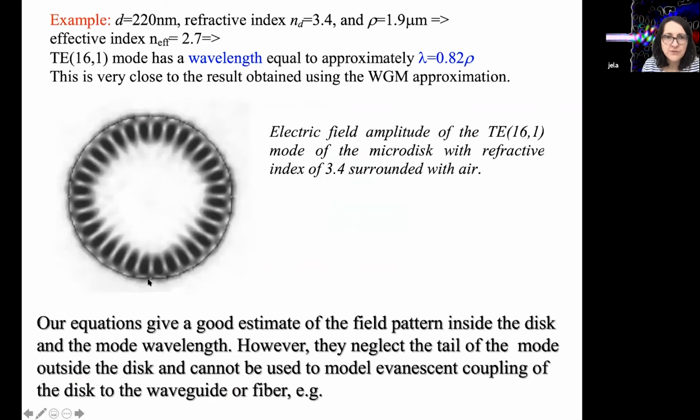So, just a comparison to exact calculation. Here we went back to the actual 3-dimensional problem. Thickness 220 nanometers, refractive index 3.4. This is what we started from when we calculated the effective index. And we solved for the 16-1 mode. And we'll talk about these numerical methods in inverse design later on at the very end of the quarter.